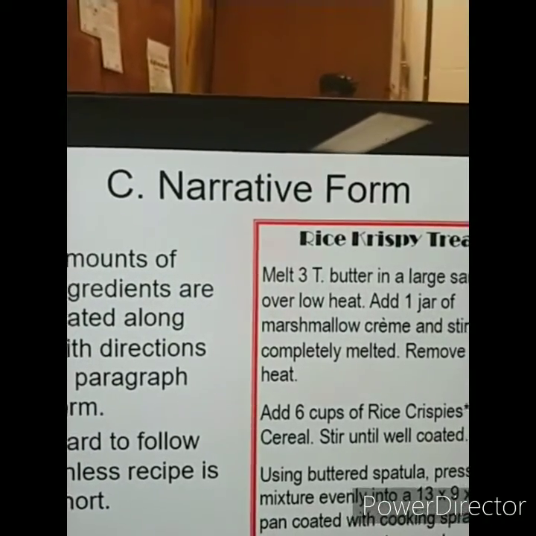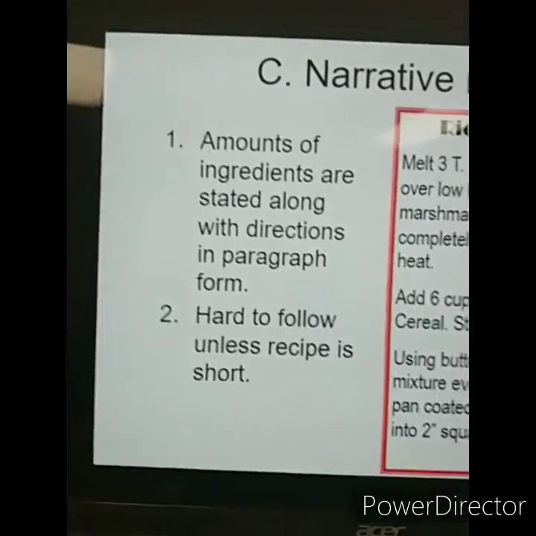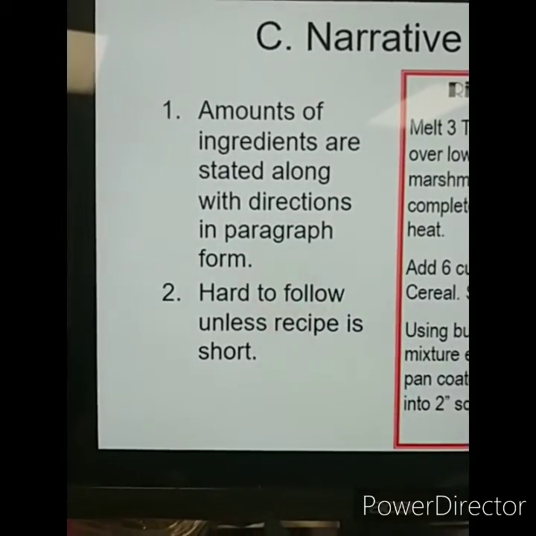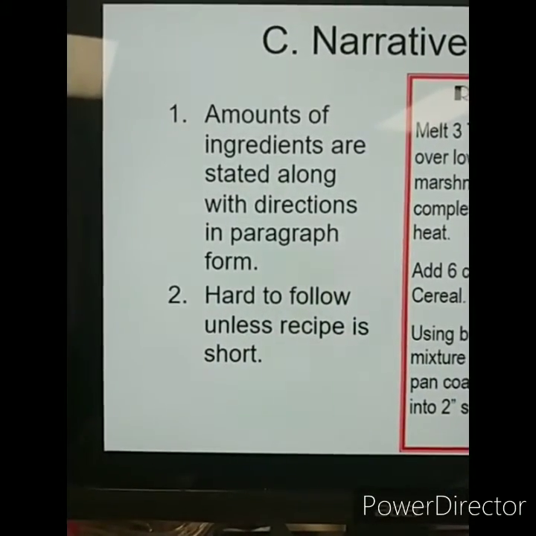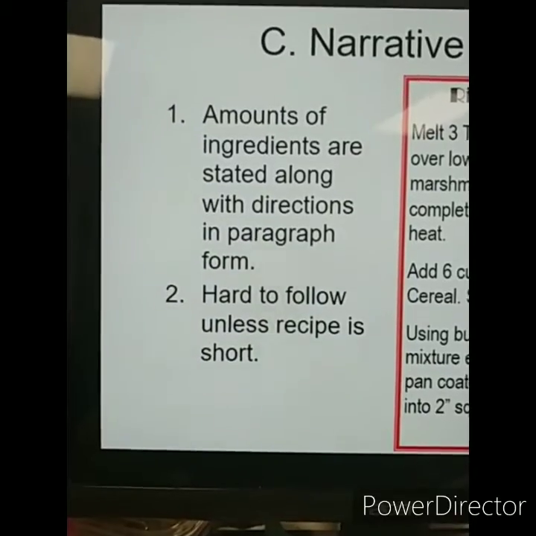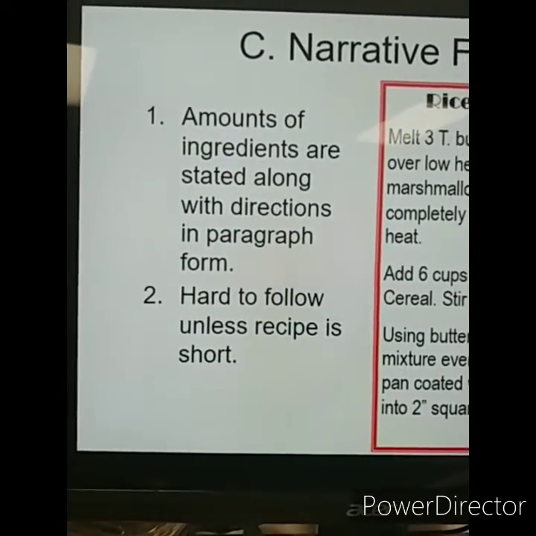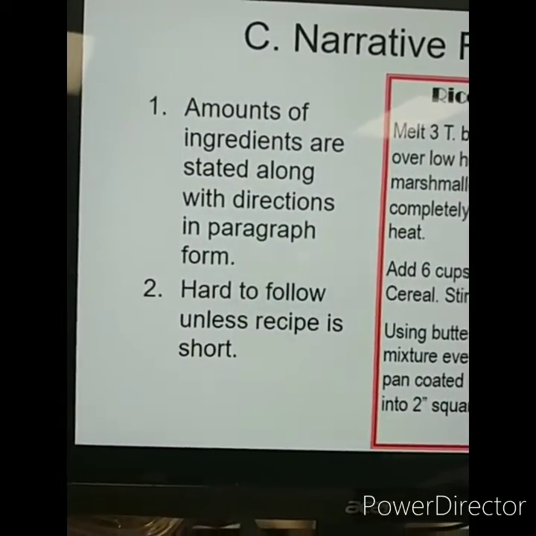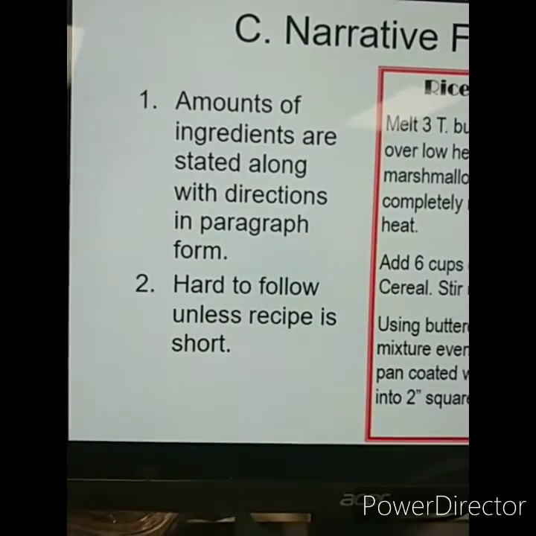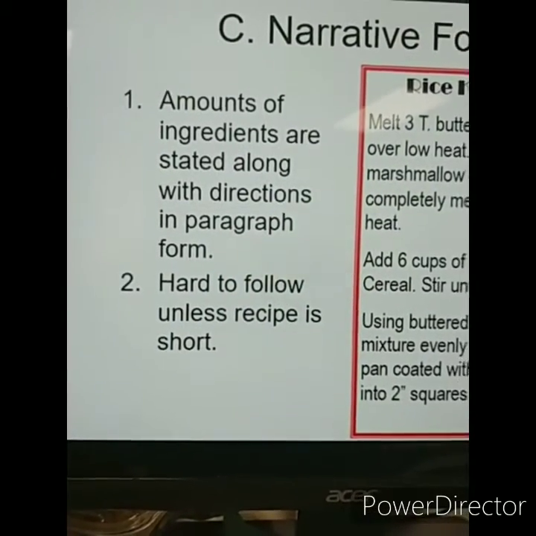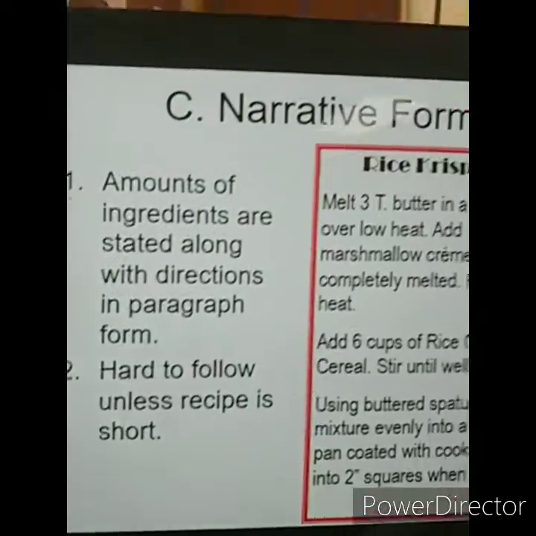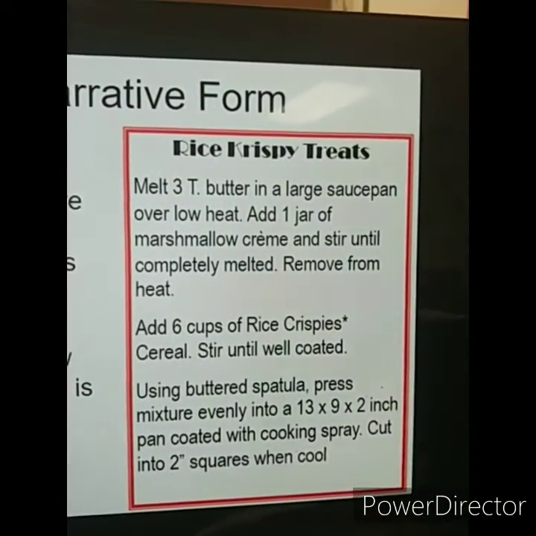Then we have the narrative form. This is the oldest version of recipes. It's how people used to write them before they knew how to write any other style of recipes. It was the first way recipes are written. The amount of ingredients are stated along with the directions in paragraph form. It's hard to follow unless the recipe is short. It's like a story. So here it is.